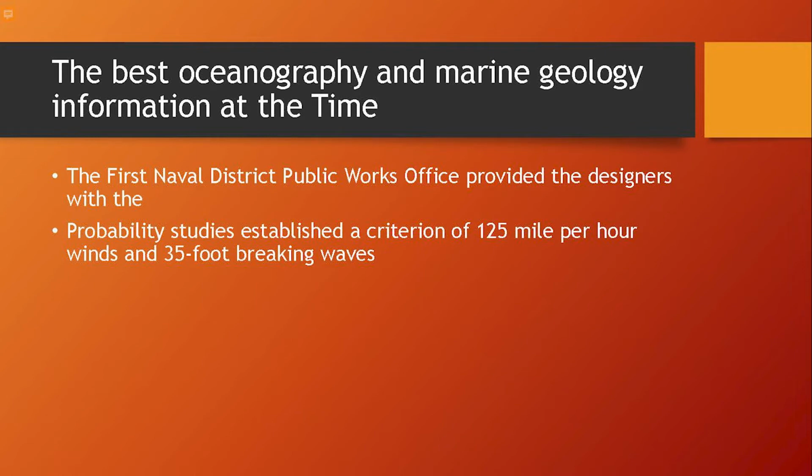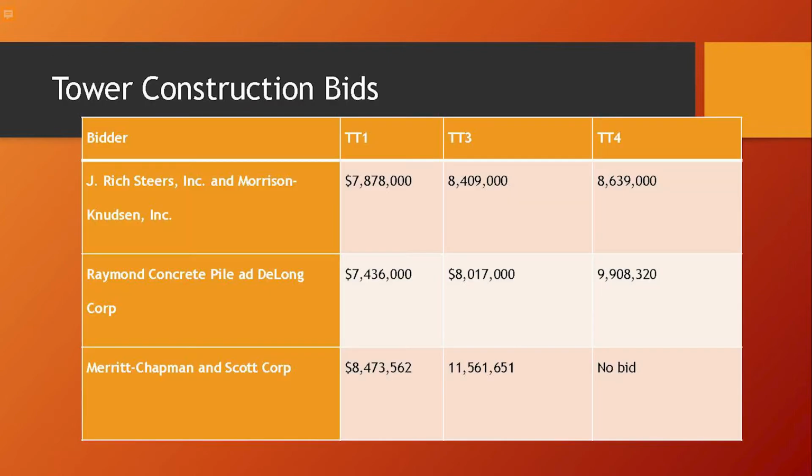Though the designers were provided the best oceanographic and marine geology information at the time, before the 1960s, little was known about wave formation. Probability studies established a criteria of 125 mile-per-hour winds and 35-foot breaking waves. In the 1950s, there were some theories that proposed that random pressure fluctuations in wind significantly generated wind waves. We now know that waves are controlled by wind velocity, wind duration, and fetch, or the distance over which wind blows. 3 engineering and construction companies bid on the tower construction.